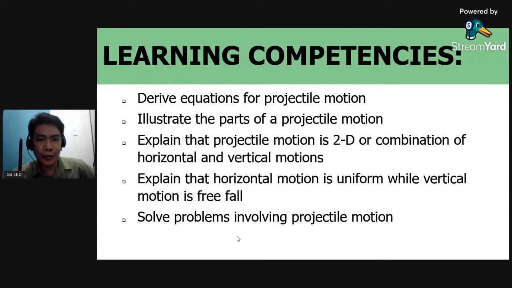Derive equations for projectile motion. Illustrate the parts of a projectile motion. Explain that projectile motion is two-dimensional or combination of horizontal and vertical motions. And explain that horizontal motion is uniform while the vertical motion is free fall. And at the end of this video presentation, we will solve problems involving projectile motion. So these are our learning competencies. Hopefully we could get all these learning competencies in this video presentation.